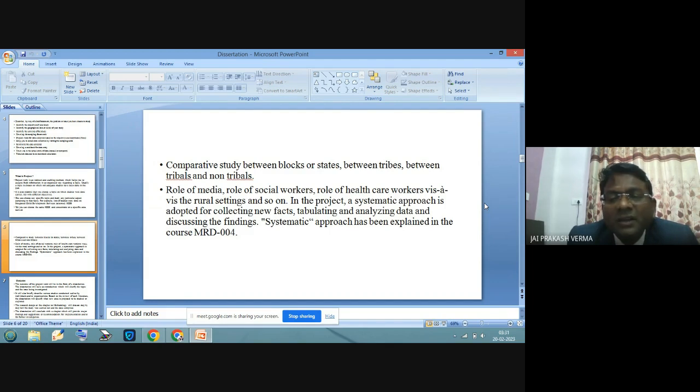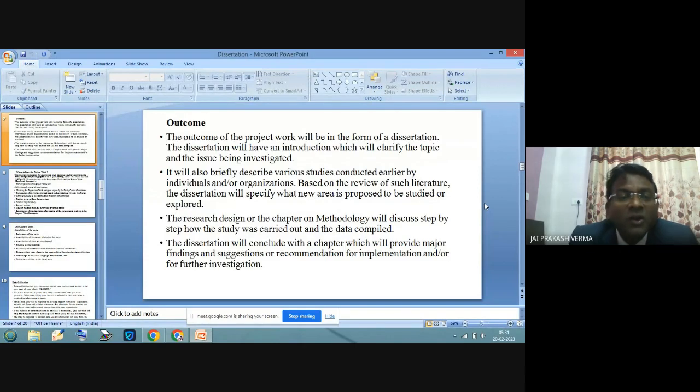In the project, a systematic approach is adopted for collecting new facts, tabulating, analyzing data, and discussing the findings. The systematic approach has been explained in the course we have already discussed in MRD 004. Showing outcomes is also very important because the outcomes of the project work will be in the form of a dissertation. Friends, if you do all this, make techniques, study, collect data, and analyze things properly, then what comes after that? The main thing which comes after that is the dissertation, the project work.